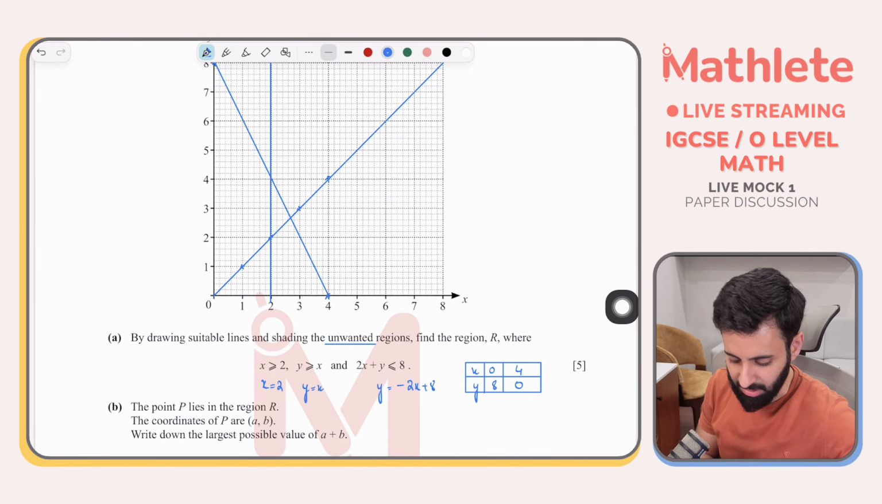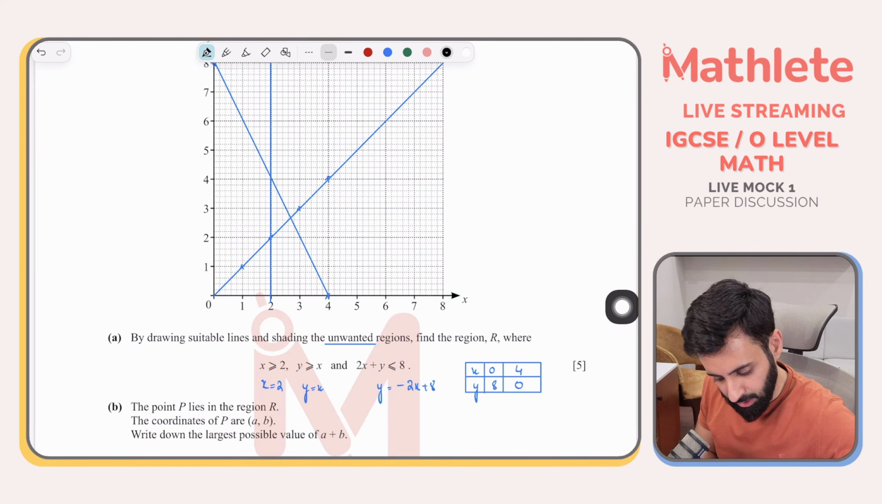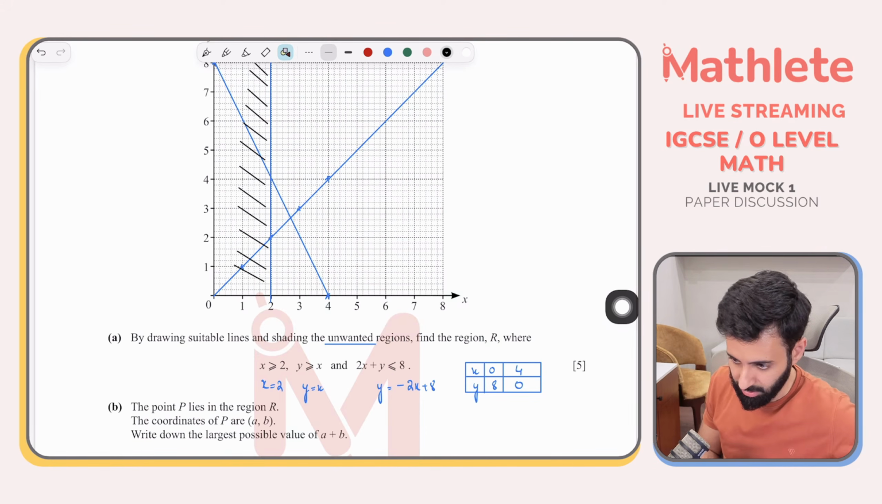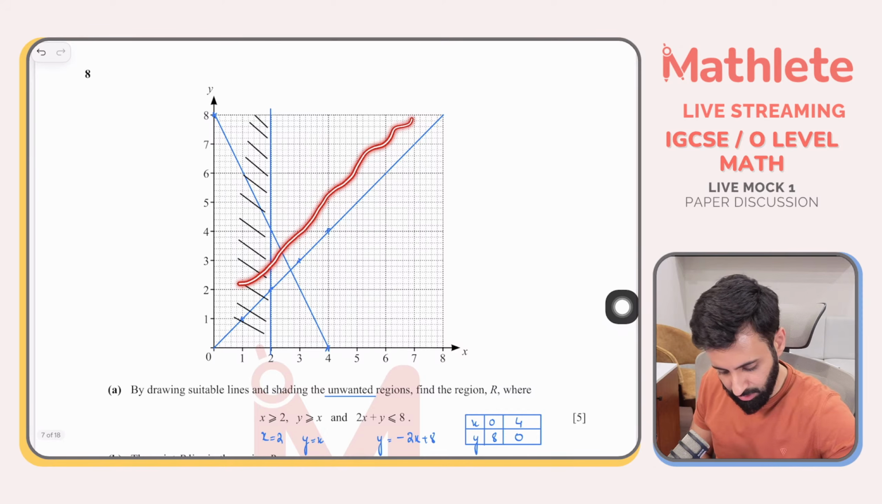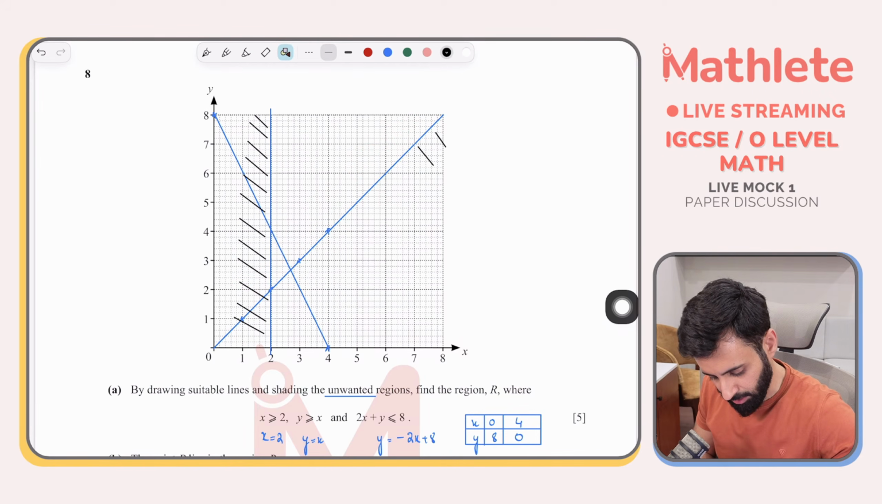Okay? So basically, you're canceling out the region that you don't want. That's what you're doing basically, okay? Now, so it says unwanted, so I'm going to shade this region. Greater than or equal to 2 means on the right side, so we're going to shade the region that's on the left side. Okay? Y is greater than or equal to x, that means the region above, but we are shading the unwanted region, that means we're shading the region below.